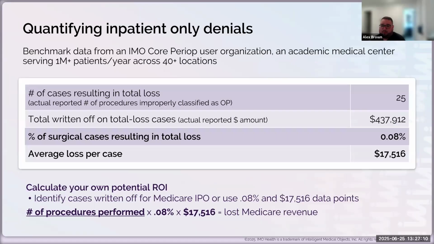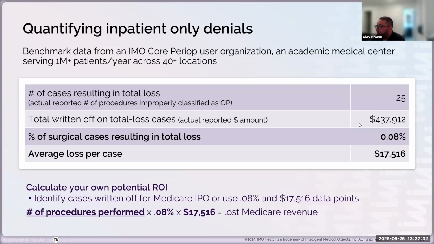And so to put some numbers to things, we have worked with an organization. The average loss per case for their inpatient-only denials was over $17,000. They were manually identifying all of their procedures that were Medicare and inpatient-only, and they were doing a good job. I mean, they only missed 25 cases in a year. But still, that resulted in over $400,000 in write-offs.